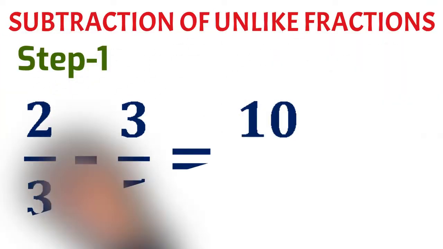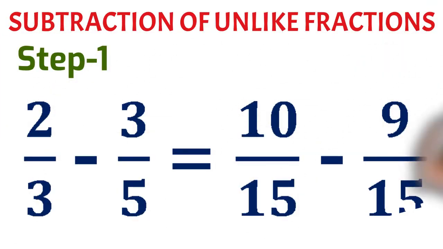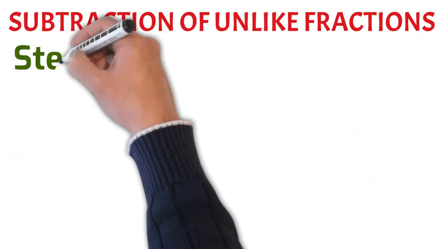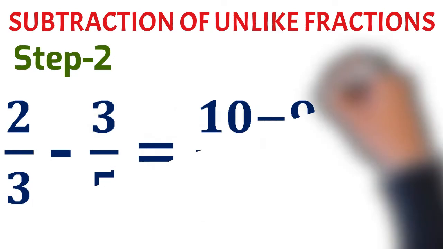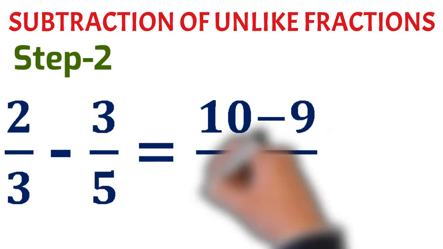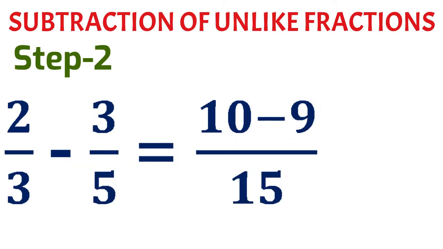Thus, 2 by 3 minus 3 by 5 equals 10 by 15 minus 9 by 15. Step 2. The numerator of the smaller fraction, that is 9, is to be subtracted from the numerator of the larger fraction, that is 10, and the denominator, that is 15, remains unchanged. That is, 2 by 3 minus 3 by 5 equals 10 minus 9 divided by 15.